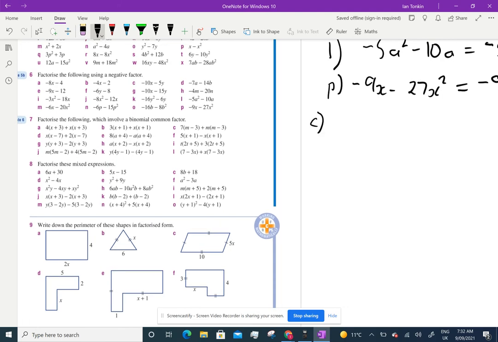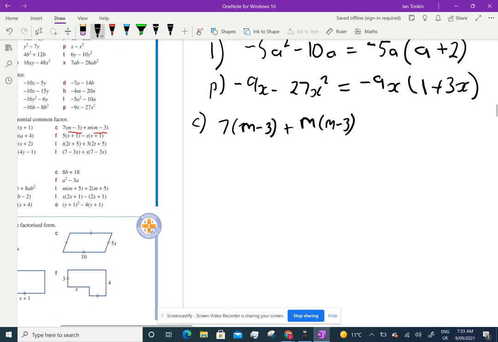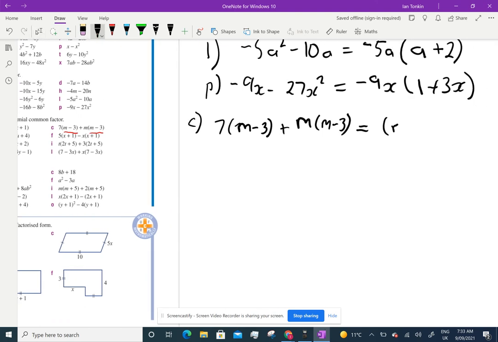7c. Now watch this. If you see here, that is a common factor. The m minus 3 is a common factor. So I've got 7 times m minus 3 plus m times m minus 3. They've actually just written it for you. So you take the m minus 3 out the front. I've factored that out and put it out the front. And then what am I left with? A 7 and an m. Let's look at the next one.